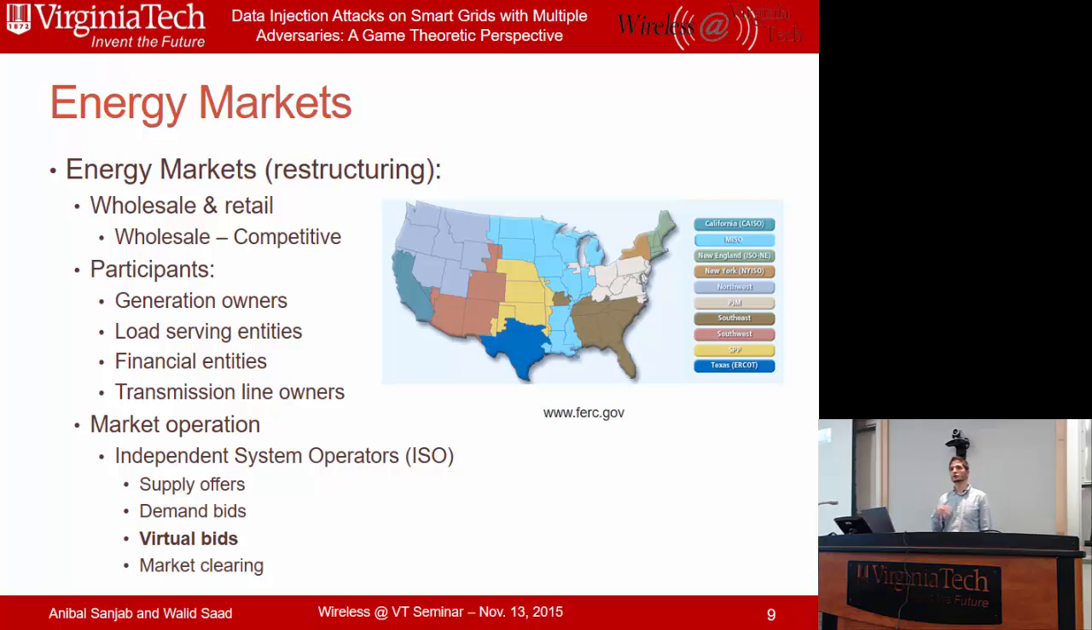And as I said, the wholesale market is mainly a competitive market, meaning that there are many market participants, be it generation owners, load-serving entities, financial entities, energy brokers, transmission line owners. All those people are participants in a market. They submit energy bids and offers, and then there is a clearing of that market done by a market operator known as the independent system operator. Okay? If we look at the picture on the right side, we can see the 10 different ISOs, or independent system operators, that operate the 10 different regions in the US. Here, being in Virginia, we're part of PJM.